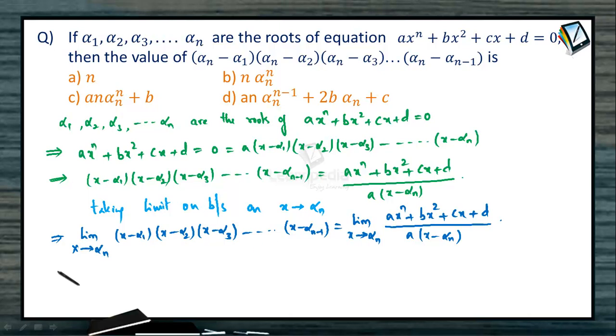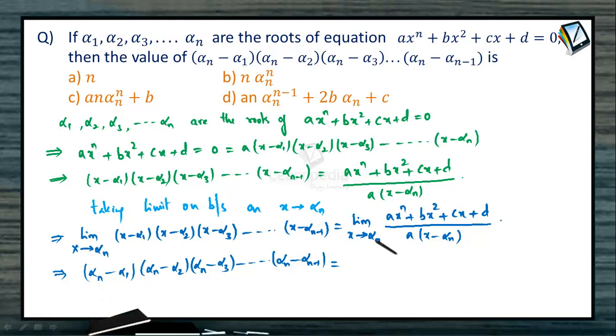Now the left hand side limit is a directly substitutable limit. So we can substitute the value of x as alpha n in this, as alpha n is in the domain of this. What do you end up getting? (Alpha n minus alpha 1) into (alpha n minus alpha 2) into (alpha n minus alpha 3) and so on up to (alpha n minus alpha n minus 1) equal to, this is the value of the product which we are calculating, right? Now look at the right hand side.